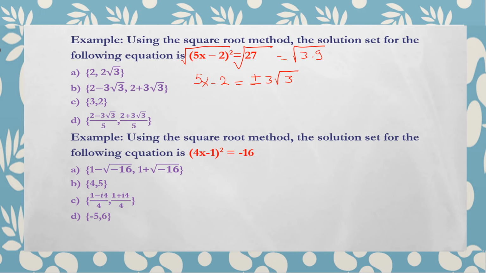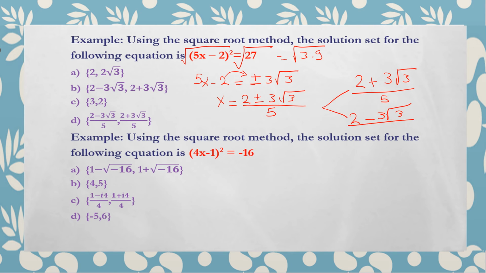So, by dividing both sides by 5 and taking 2 to the other side, x equals 2 plus or minus 3 times square root of 3, all over 5. So the solution set will be 2 plus 3 times square root of 3 over 5, and 2 minus 3 times square root of 3 over 5. And the correct answer is D.